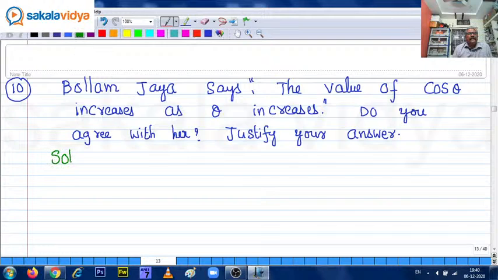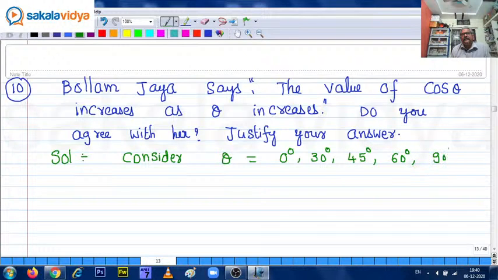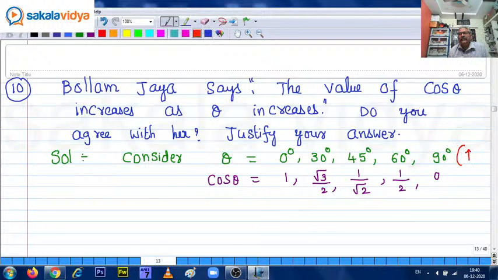So now the solution, write down like this. Now consider theta values: 0 degrees, 30 degrees, 45 degrees, 60 degrees and 90 degrees. Write down the respective values of cos theta. Cos 0 is 1, cos 30 is root 3 by 2, cos 45 is 1 by root 2, cos 60 is 1 upon 2, cos 90 is 0. See, as theta increases, the cos theta value decreases. This symbol is for increases, and this symbol is for decreases.